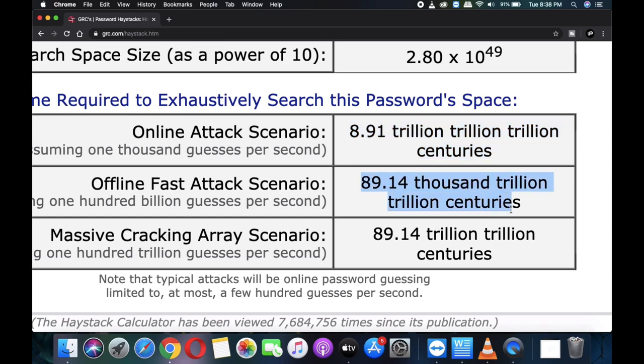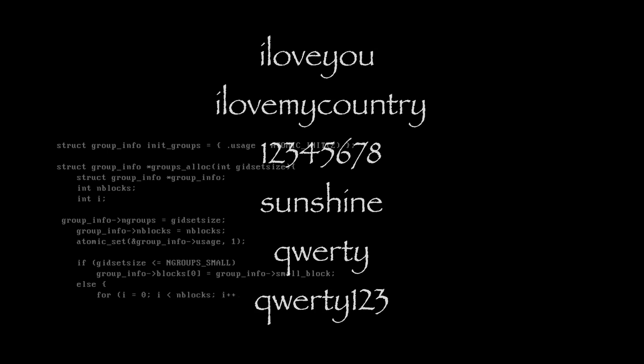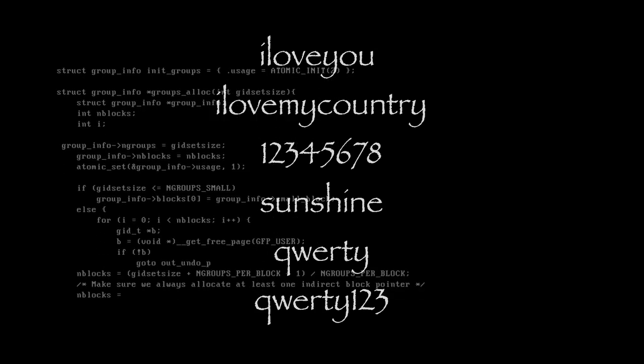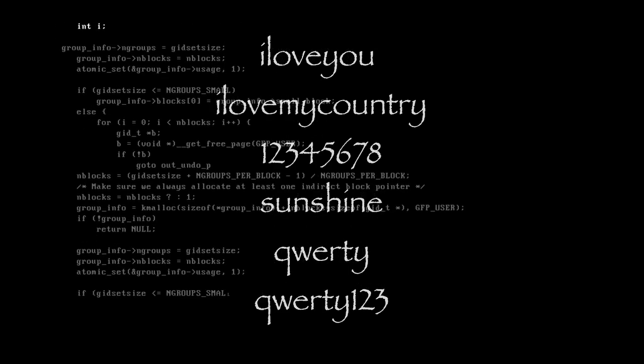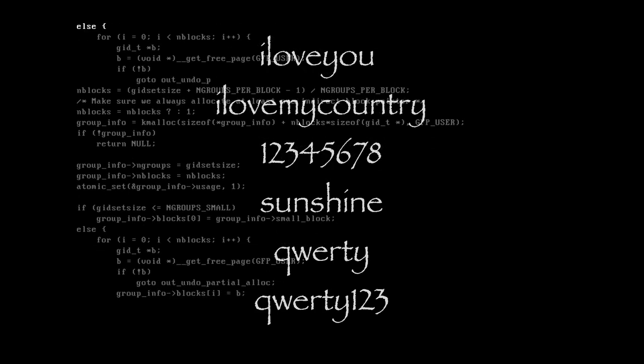In a survey, it was found that most Indians use very common passwords like I love you, I love my country, 123456789, sunshine, QWERTY, QWERTY123, and these kinds of passwords are easily available in a dictionary word list, and they can be cracked within minutes or even in a few seconds.